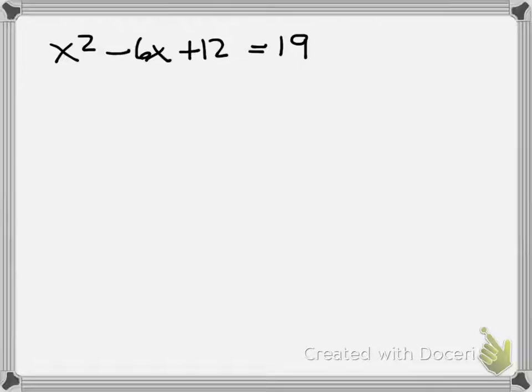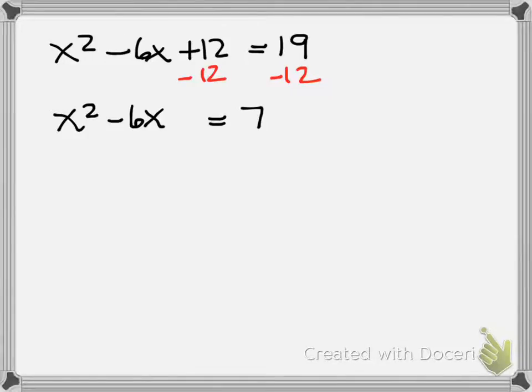Now remember what I said is we want to take a binomial and turn it into a perfect square trinomial. So right now we have a little bit of a hitch. 12 isn't making that a perfect square trinomial, so he's in the way. So what we're going to do is get rid of him. And by getting rid of him, I mean take him to the other side by doing inverse operations. So I'm going to subtract 12 from both sides. So now I'm left with this binomial, x squared minus 6x equals 19 take away 12 is 7.